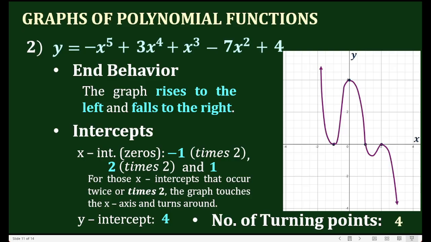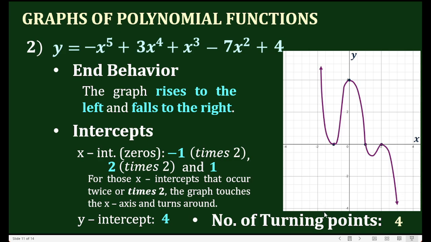So, to verify the accuracy of the graph, let us count the number of turning points. According to this, the number of turning points is 1 less than the degree. So, we have a degree of 5, minus 1, that is equal to 4. And from the graph, is it really 4 turning points? Let us count. 1, 2, 3, 4. So, we are correct.